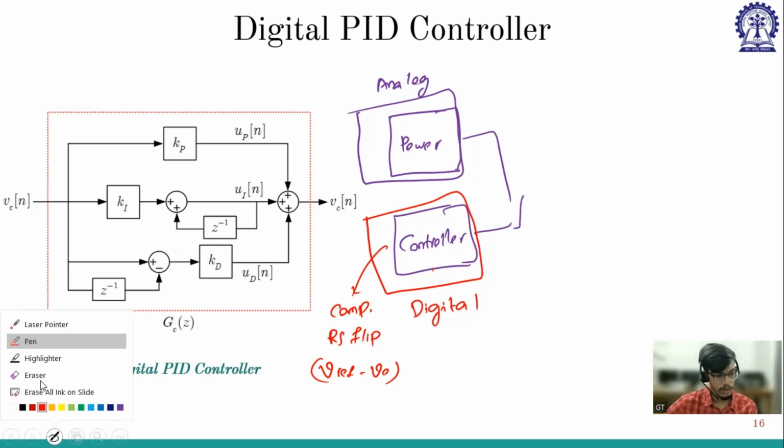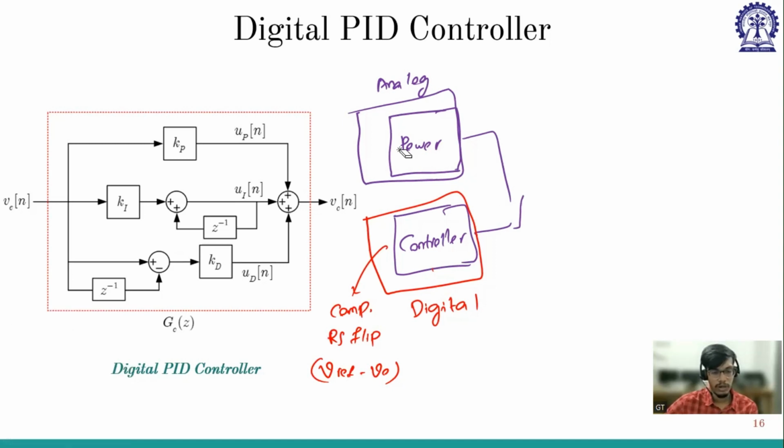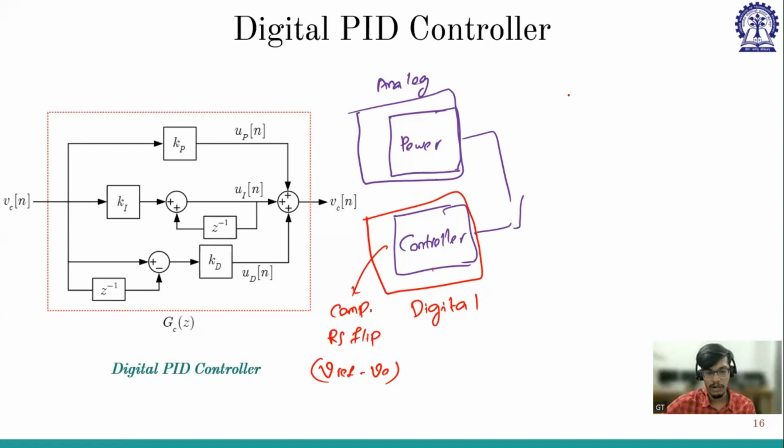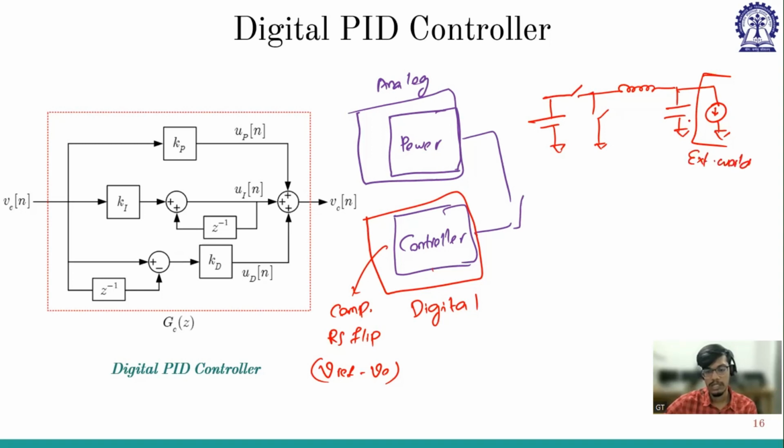Why can't we implement that power circuit in digital too? Let me come back there. If you consider a buck converter, this is the input stage, this is the inductor, this is the output capacitor, and this is the load. The load is in the external world, and this inductor cannot be implemented in the IC because of its size. So the inductor will stay outside.